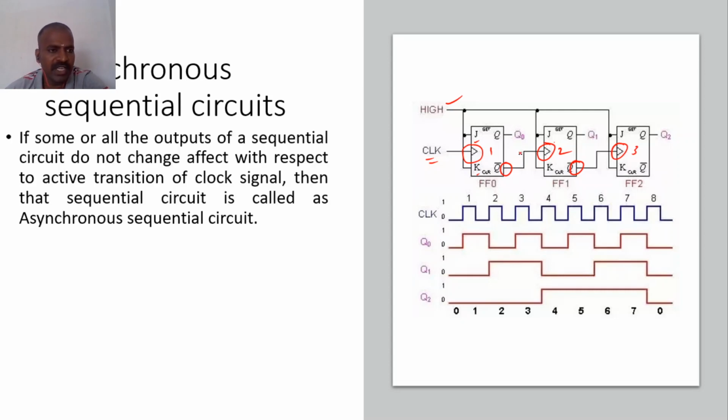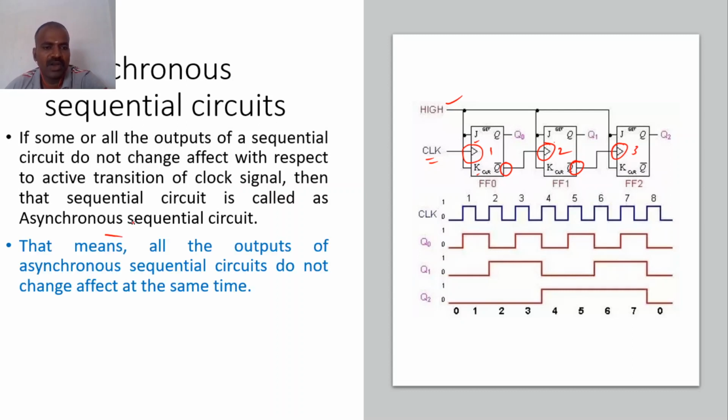Have a look at the explanation. If all the outputs of a sequential circuit do not change with respect to the active transition of the clock signal at the same time, then the sequential circuit is called an asynchronous sequential circuit. That means all the outputs of asynchronous sequential circuits do not change at the same time. This is very, very important. All three flip-flop outputs do not change at the same time because of this clock signal.